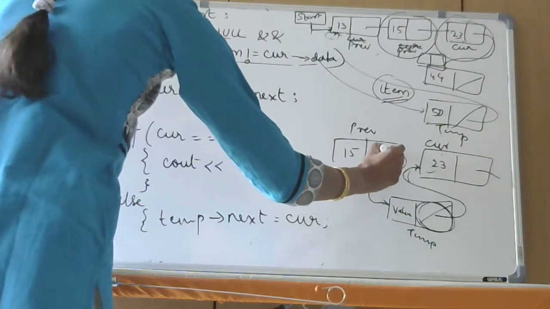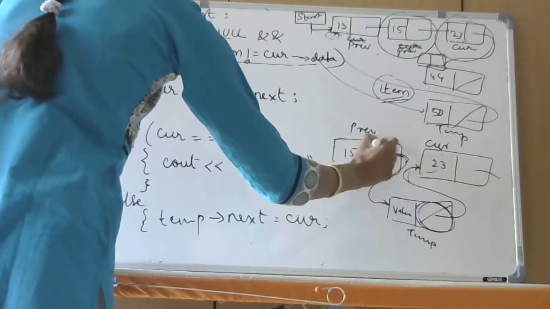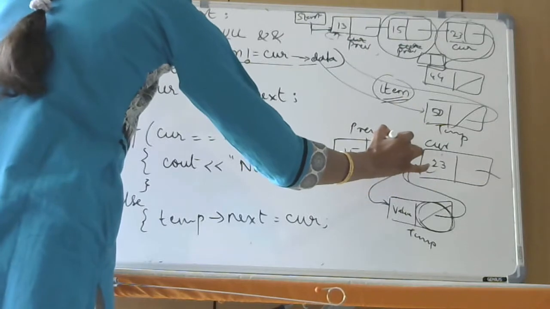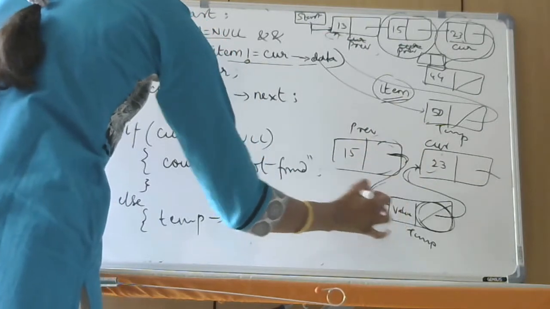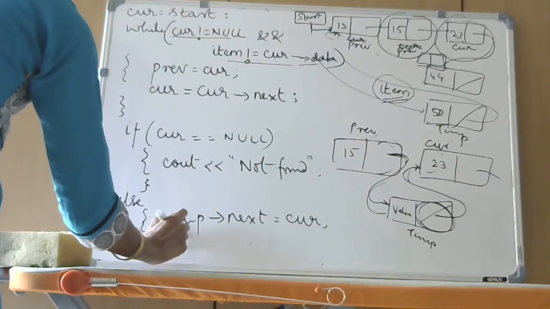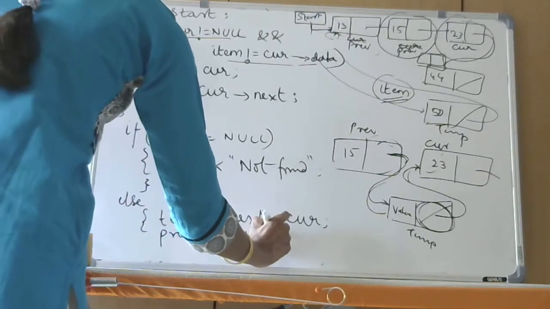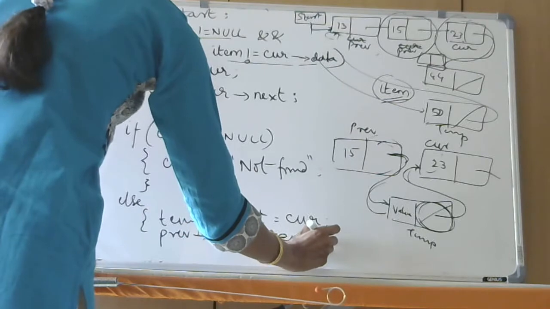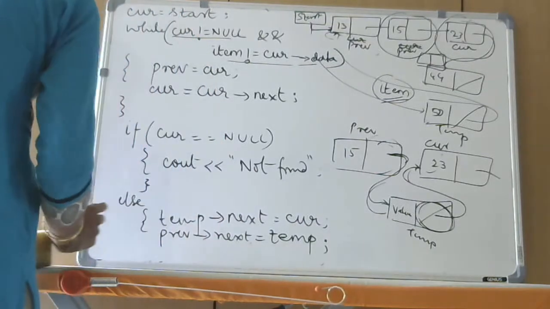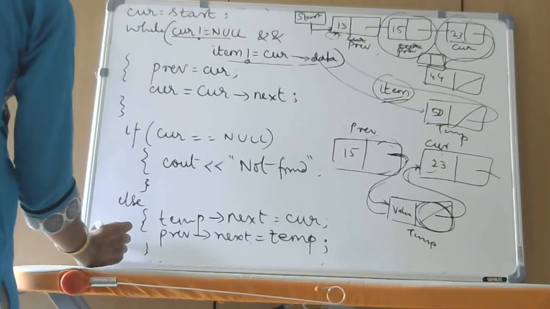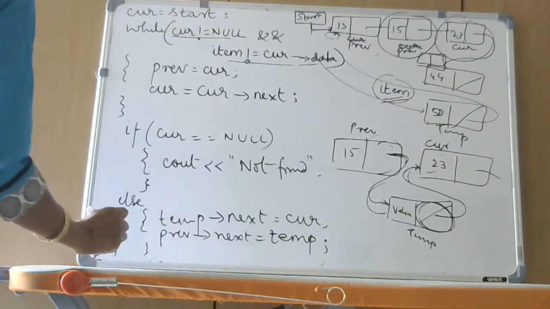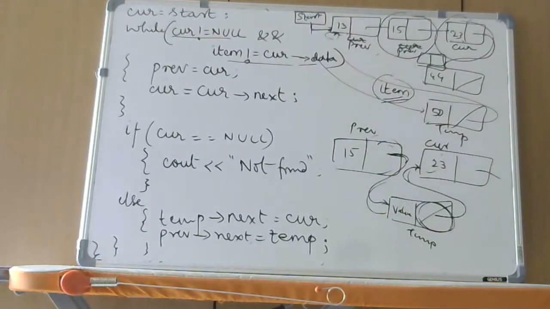And what is this? How do you access this part? Previous of next. Previous of next will come to temp. So previous of next will be equal to temp. Okay. So that is how you try to insert before an element.